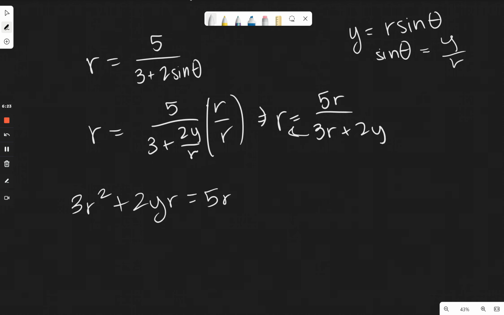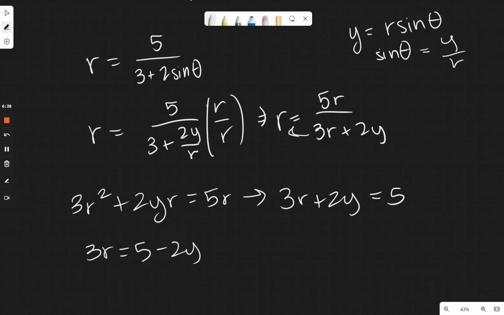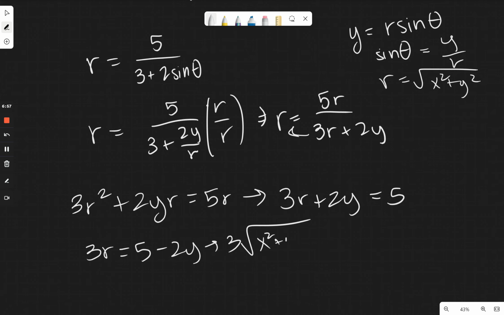And so then we can divide everything here by r. So we get that 3r plus 2y equals 5. So this tells us 3r equals 5 minus 2y. Okay, but we still have to get this into terms of just x and y. And so we know that r is the square root of x squared plus y squared. So this means that 3 times the square root of x squared plus y squared equals 5 minus 2y.